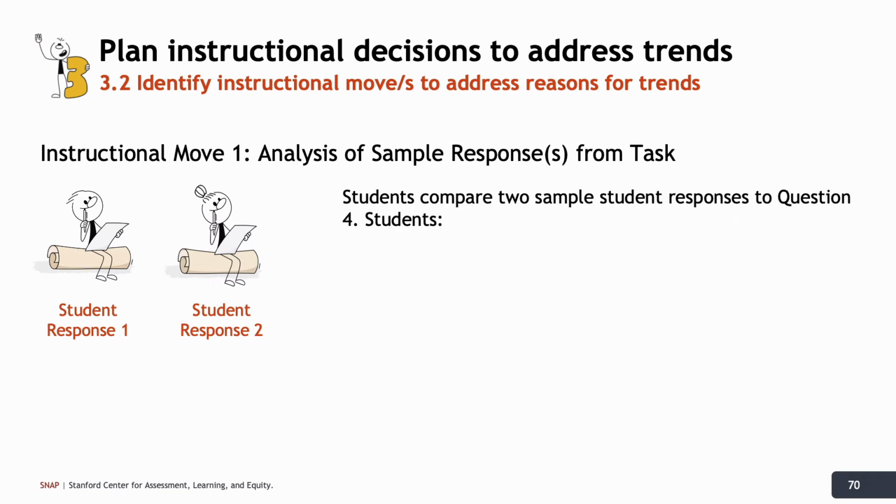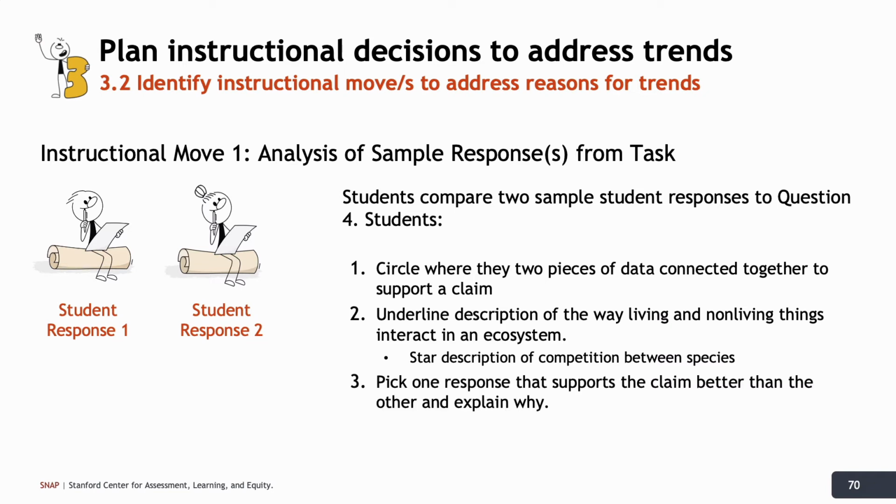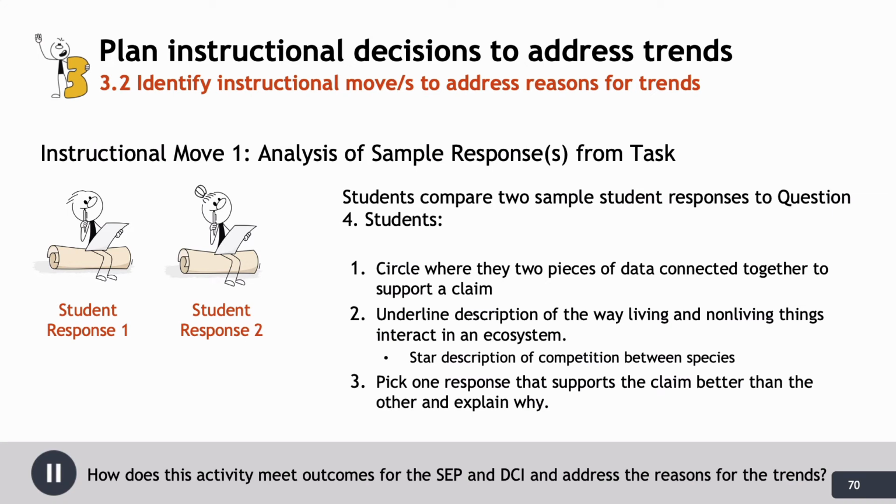We have students compare two sample student responses to question 4. As they analyze, we ask them to annotate the examples using the instructions you see on the slide and pick one response that supports the claim better than the other and explain why. Pause the video here to analyze this instructional move. How does it address the reasons for the trends that we identified?